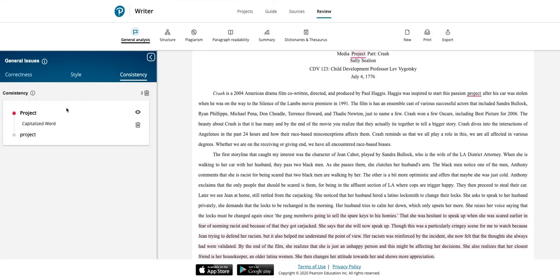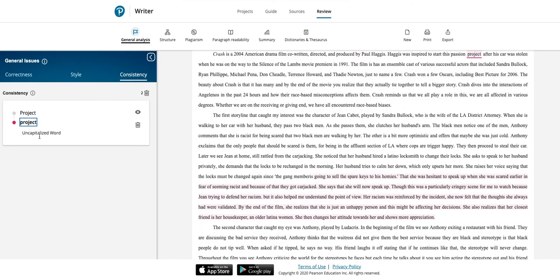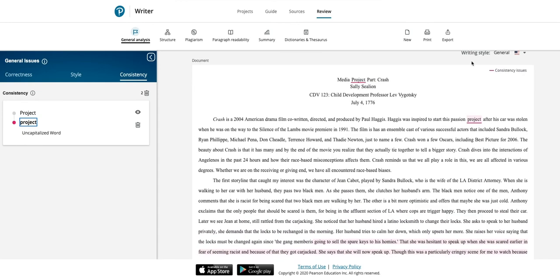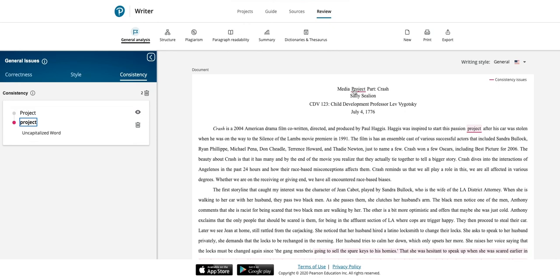And then consistency, project to project. So it's identifying that here I've capitalized the word project, and it's saying that down here I have a lowercase p for project. Well, that's okay because it makes sense that it's a capital P in the title and lowercase just in my sentence, so I don't need to change that.